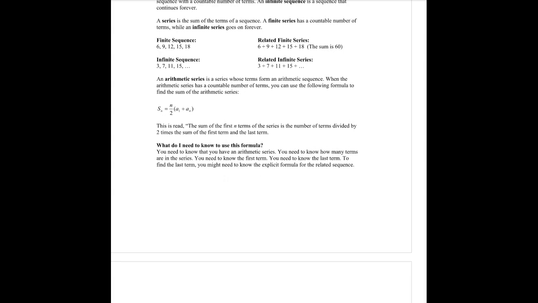When an arithmetic series has a countable number of terms, we can use the following formula to find the sum of the arithmetic series. So it's just S sub n this time around instead of A sub n, is equal to n over 2 times the quantity of A sub 1 plus A sub n. This is read: the sum of the first n terms of the series is the number of terms divided by 2 times the sum of the first term and the last term.